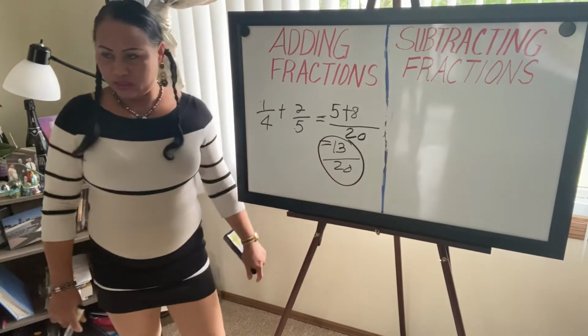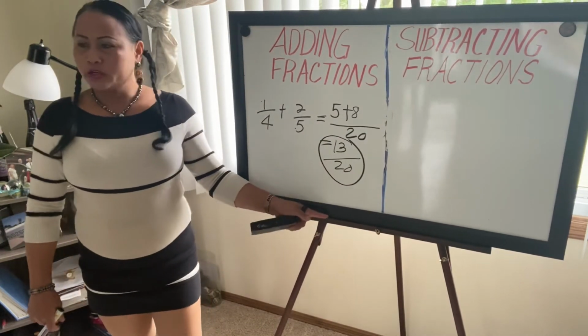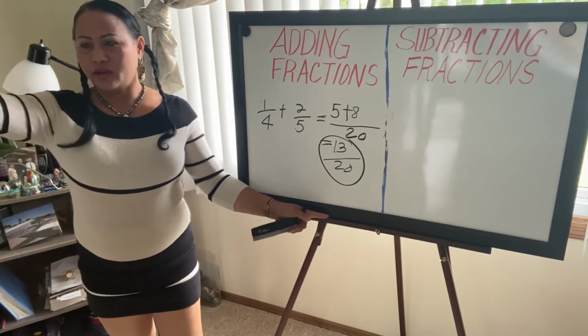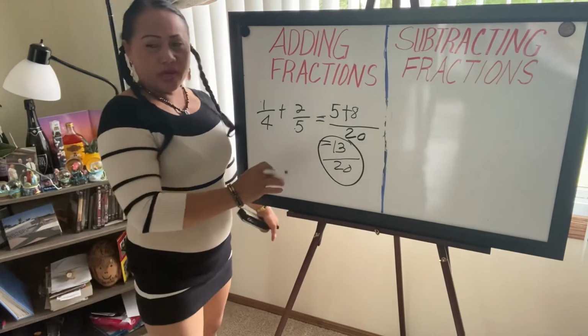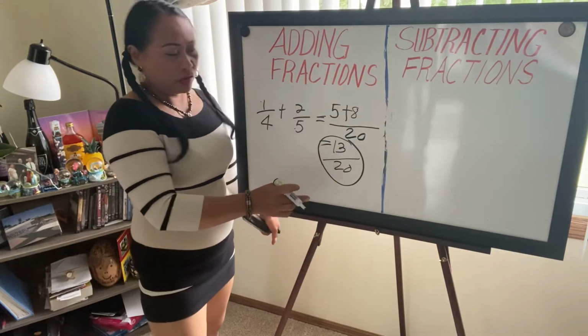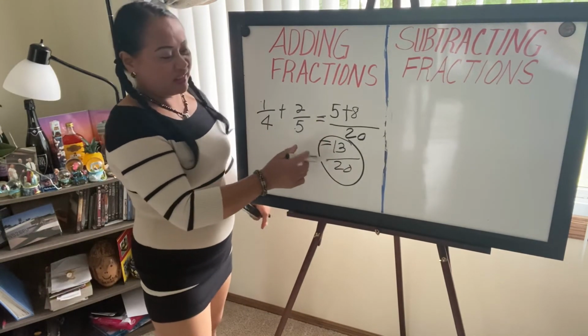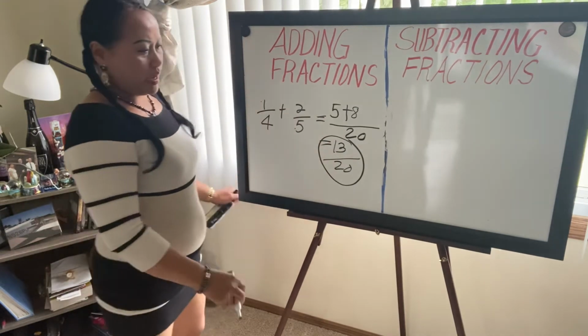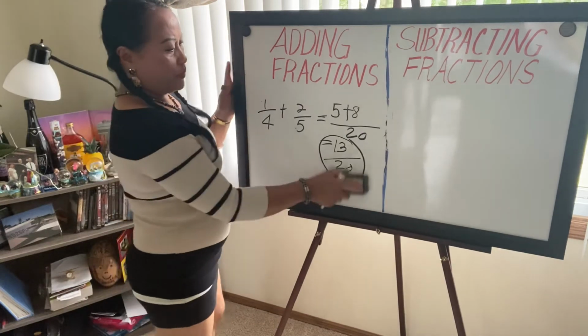Can we reduce this number? 13 over 20? No. Is there any question? Okay. We cannot reduce this because this is our final answer. There's no number that we can reduce this by. Okay? Another example.